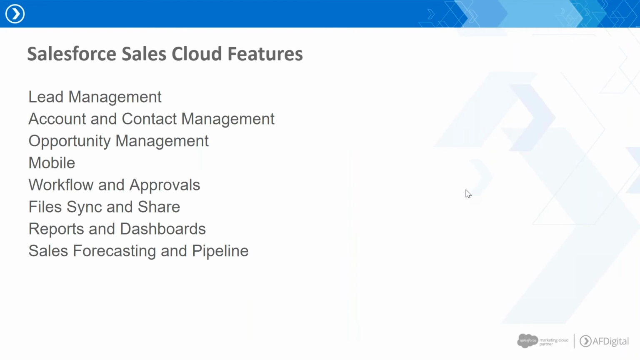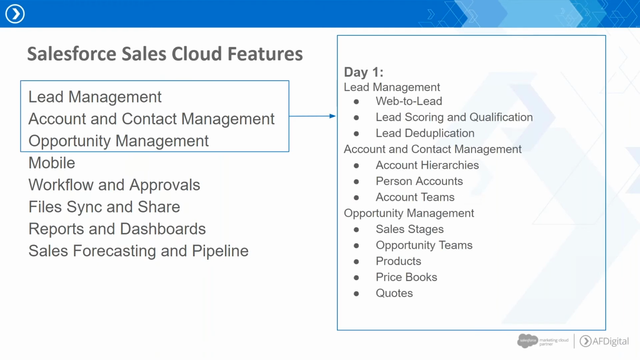So for the next part of our agenda, we will now discuss the Salesforce Sales Cloud features. Salesforce Sales Cloud has different functionalities and features, which for today we will be focusing on the first three: the lead management, the account and contact management, and the opportunity management. So for the next sessions, we will discuss the mobile workflow and approvals file sync for the second session. Then for the third session, we have the reports and dashboards and sales forecasting and pipeline.